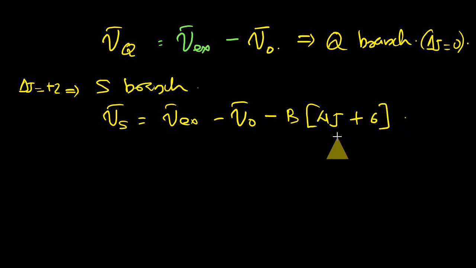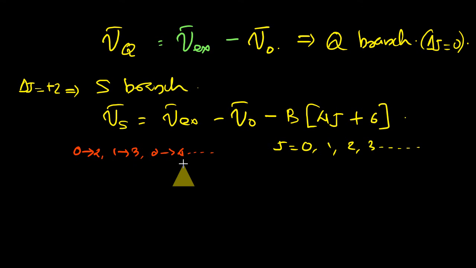And here J is equal to 0, 1, 2, 3, etc. The J to J plus 2 transition means 0 to 2, 1 to 3, 2 to 4, etc. These are the transitions, right? These are the delta J is equal to plus 2 transitions. The corresponding S branch originates upon J values 0, 1, 2, 3, etc. That is the J values. So, this is how the S branch of the spectrum is originated.